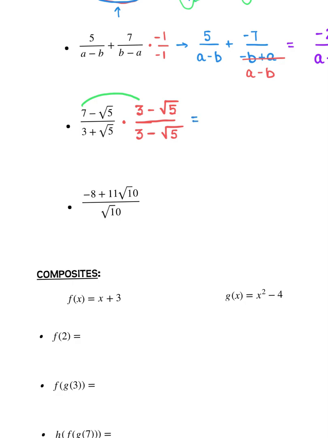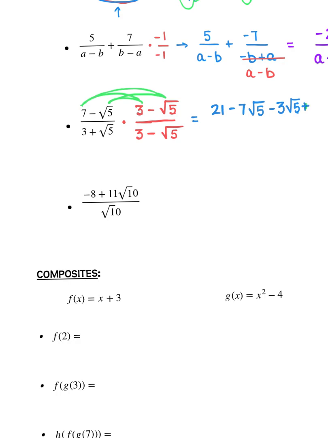So 7 times 3 is 21. And then I'm going to go 7 times negative square root of 5. So that's going to leave me with -7 square root of 5. I'm just going to leave it like that for now. Then I'm going to do negative square root of 5 times 3, which gives me -3 square root of 5. And then last, I'm doing negative square root of 5 times negative square root of 5. Well, negative and negative are going to make a positive.